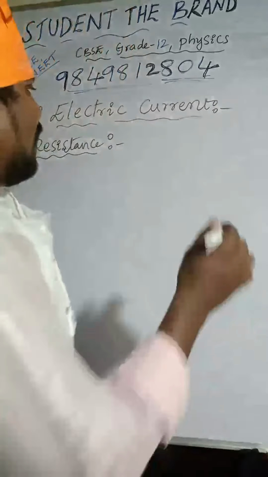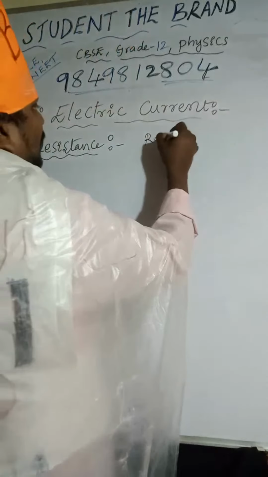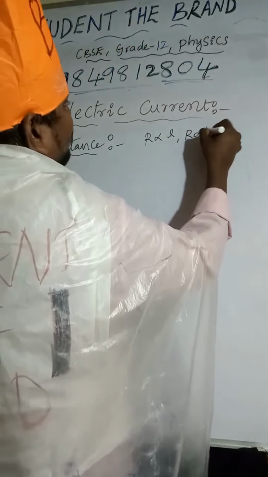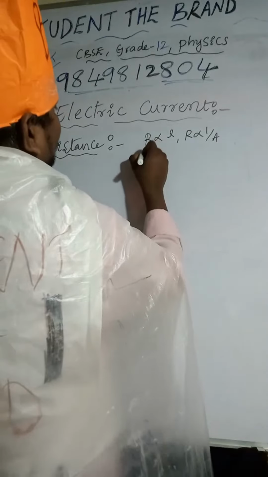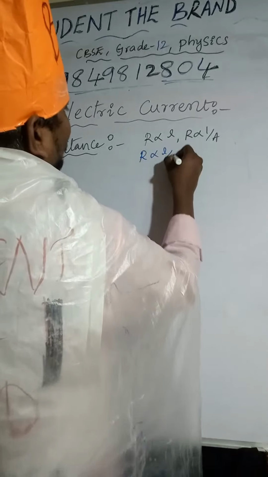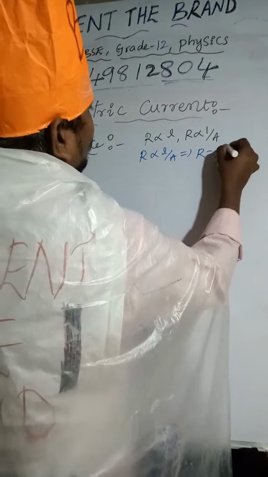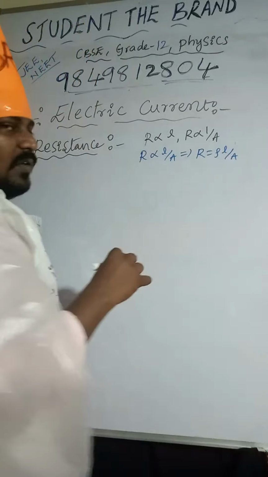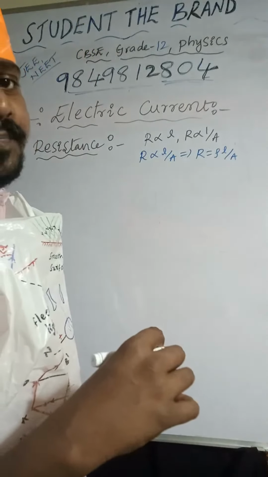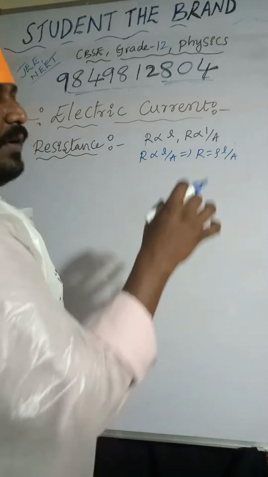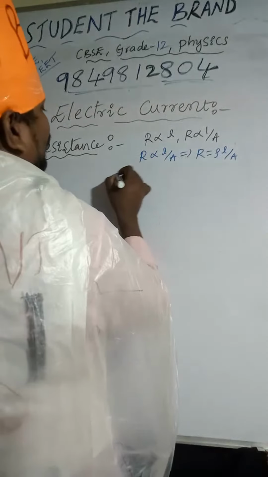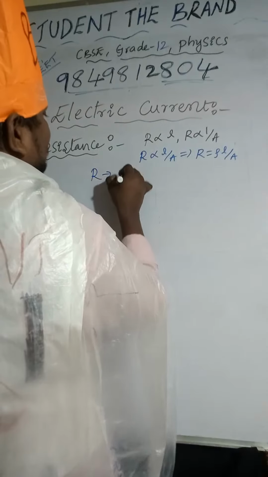Okay, so R is directly proportional to length of the conductor. R is inversely proportional to area of cross section. R is directly proportional to L by A. R equal to rho into L by A. Now you can observe here, rho is the resistivity, R is the resistance.